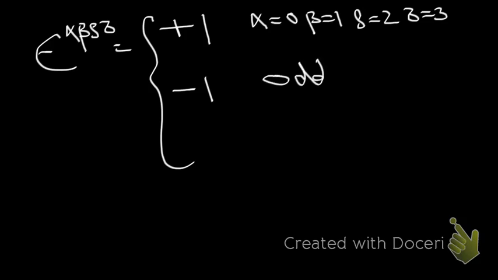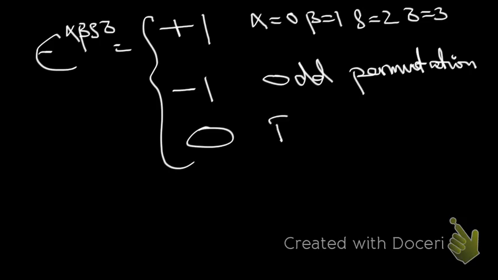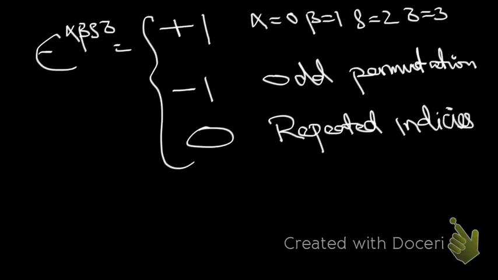And it vanishes for any repeated indices. So if we have indices that are repeated, this tensor would vanish, right? So it is 0 for repeated indices. If any of these alpha, beta, rho, and sigma are repeated, the tensor would vanish, right?